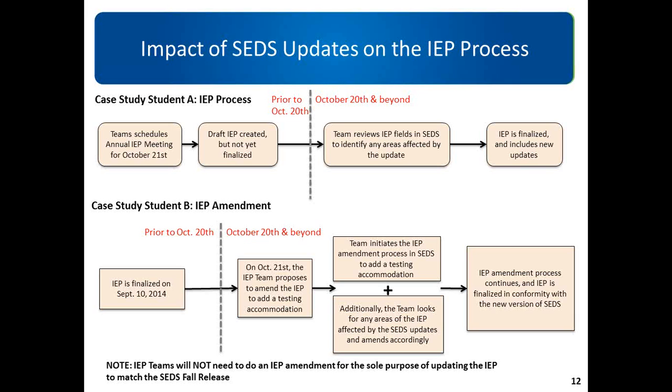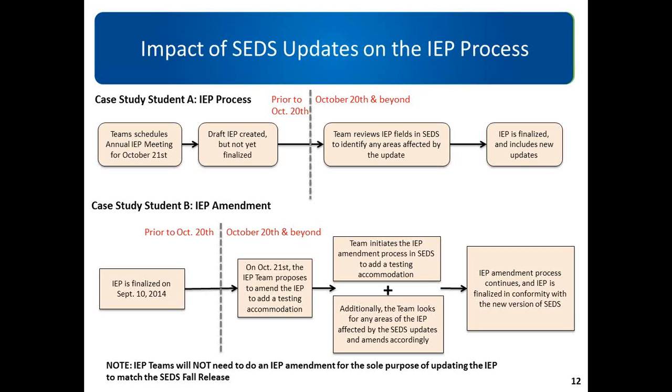In that case, there are two relevant items that you must pay attention to. The team will initiate the amendment process as usual in SEDS to add the testing accommodation that you've determined is necessary. Additionally, as mentioned before with the IEP process, you also have to be aware of any SEDS updates that may have an effect on the IEP, and you must amend those updates accordingly. After you have ensured that these two functions have occurred, then the amendment process can continue and the IEP can be finalized and will then conform with the new version of SEDS.